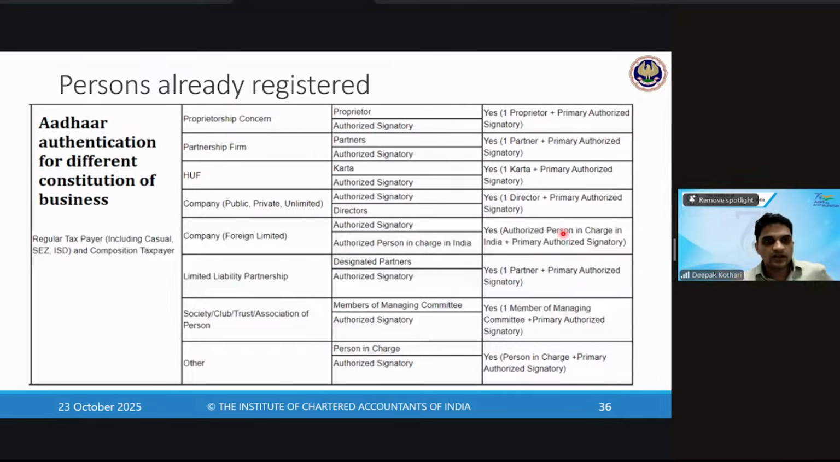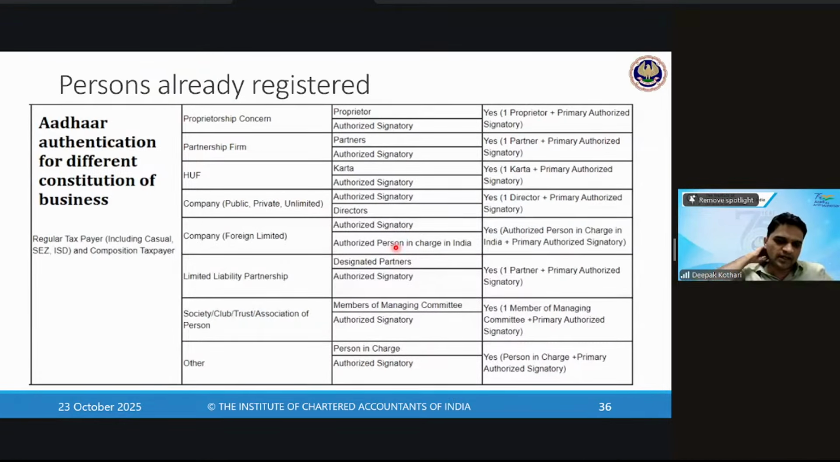तो किसका आधार ऑथेंटिकेशन करना पड़ेगा? प्रोपराइटरशिप का, प्रोपराइटर का, पार्टनरशिप फर्म का, as I said, partners. HUF के केस में कर्ता का करना पड़ेगा. कंपनी के केस में ऑथराइज सिग्नेटरी या फिर डायरेक्टर. कंपनी if it's a foreign company, then authorized person in charge in India. Foreign company है but they cannot say that we do not have any Indian. They have to have an authorized person in charge in India. His Aadhaar authentication has to be done.